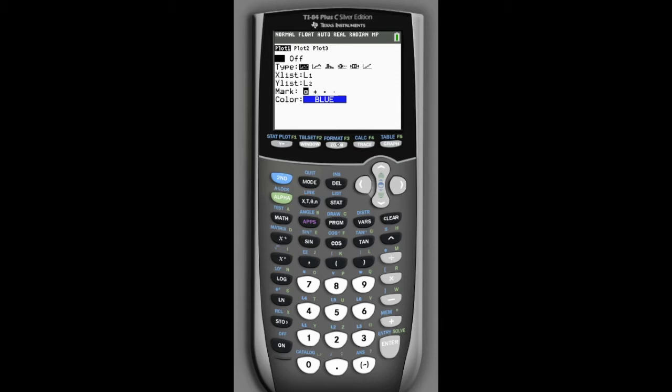But now I'm going to press zoom, and all the way at the bottom here is this zoom stat. That's the one that I want, because that'll tell the calculator to look at the statistical data in list 1 and list 2 and adjust the window settings to account for that. So there we go. Now I can see the data, and I'm seeing my line go through the data.